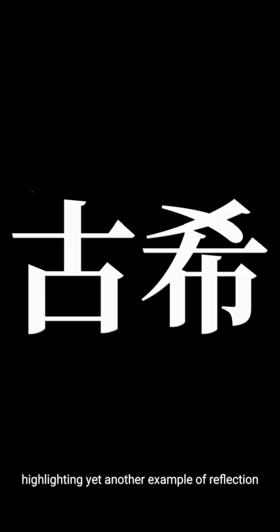Similarly, on the W-axis, F aligns with Q, where the swift winds of F echo the rapid movements of static electricity that characterize Q, highlighting yet another example of reflection within apparent opposition.